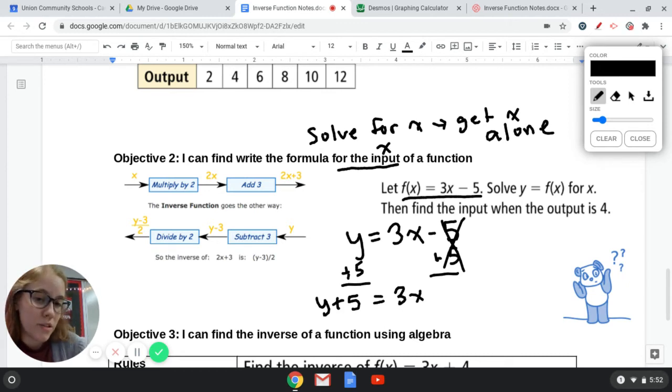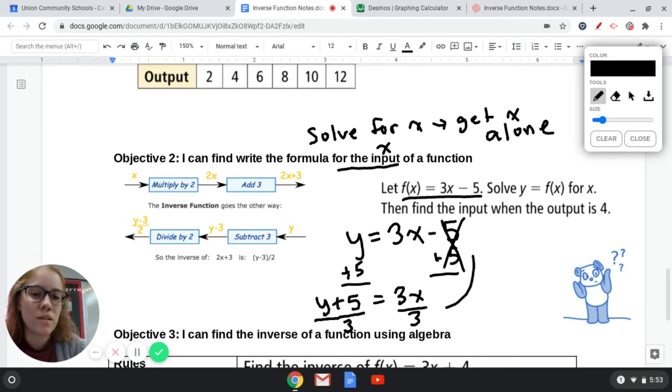Now, how do we get x alone? We have 3x, how do we get x alone? We're going to divide everything by 3. Since we're multiplying by 3 here, the inverse of multiplication is division, so we need to divide by 3. And here, make sure you're watching this. Make sure we divide this whole thing on the left-hand side by 3, both terms.